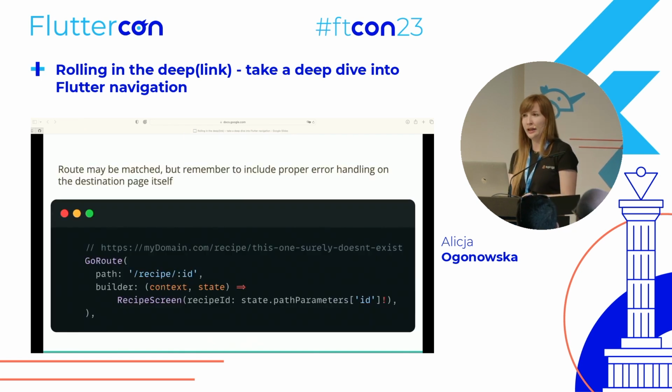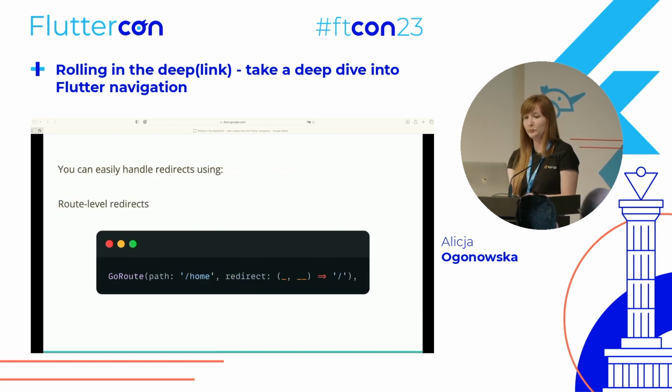Also, there is a different kind of case. The route may be matched, like I'll be opening a recipe page of a recipe ID that surely doesn't exist. So you also have to keep in mind that you need to take care of errors at different levels. Even if your path is correct, maybe at the destination page, also remember to inform the users that a given content doesn't exist.